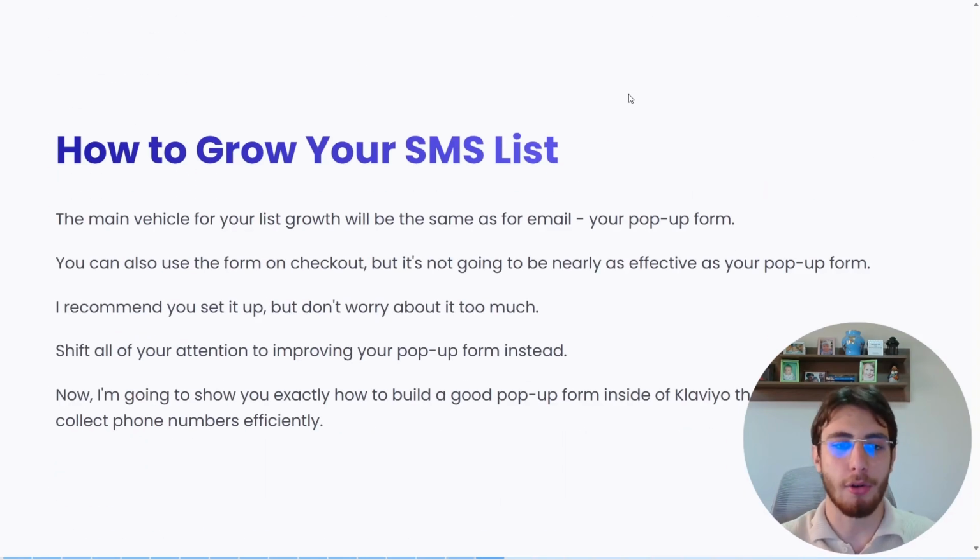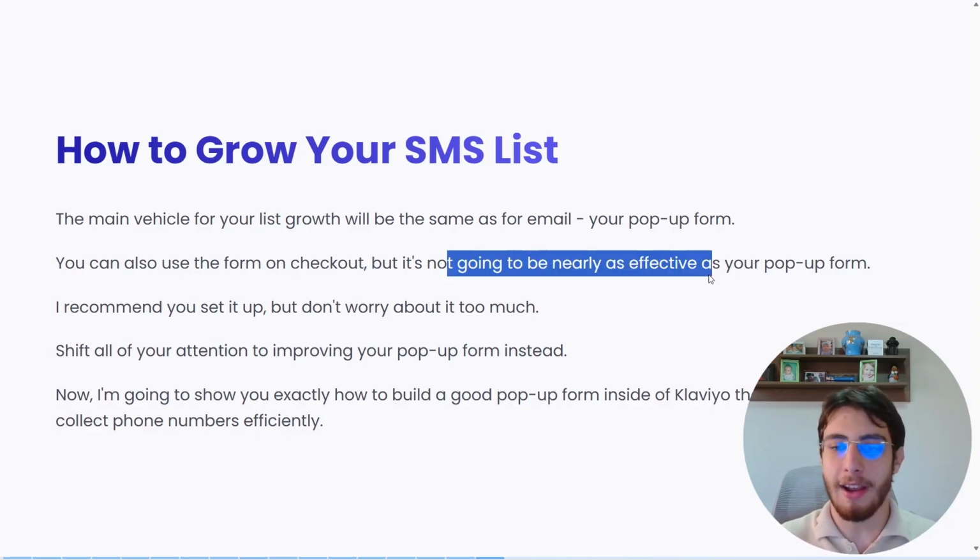So how to grow your SMS list. The main vehicle for your list growth will be the same as for email, and that is going to be your pop-up form, okay? So you can also use the form on the checkout. People are filling out their information when they want to check out, and then they enter their phone number, and then there's a tick box underneath saying, hey, do you want to be a part of our SMS list? They can opt in or opt out, whatever. And that is a way that people can get on your list, right? And that's fine, but it's not going to be nearly as effective as your pop-up form.